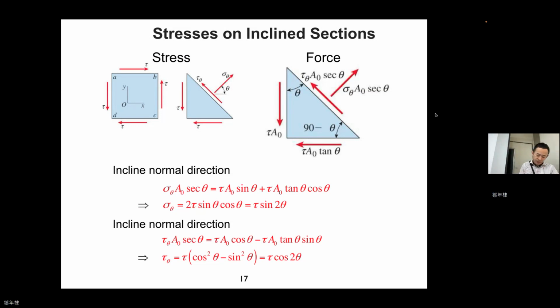Okay, next one, very important, but the concept is really similar to chapter 2, so don't worry about that. Stress on an inclined section again, but today we're going to talk about the stress due to torsion. Okay, so now I'm going to draw a bar for you.